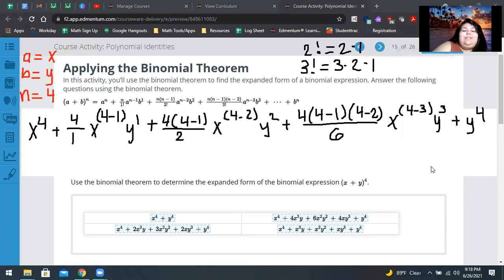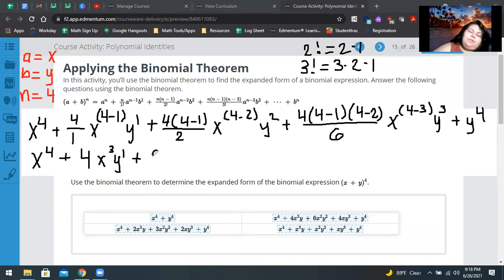All we have to do is simplify, so I'm going to leave you to go ahead and do that. This first term is just x to the 4. All you have to do is take care of this: 4 divided by 1 is just 4. That'd be x to the 4 minus 1, which is 3. And then this is y to the 1 power. You continue, making sure you handle inside the parentheses: 4 minus 1 is 3, and 4 times 3 is 12.